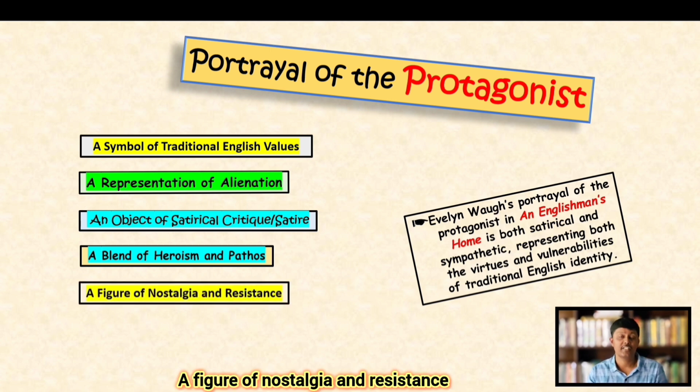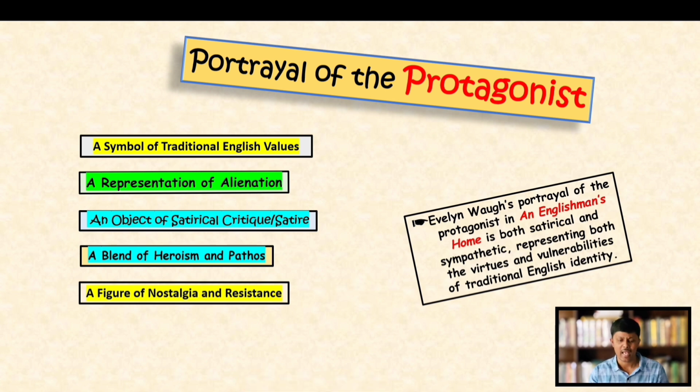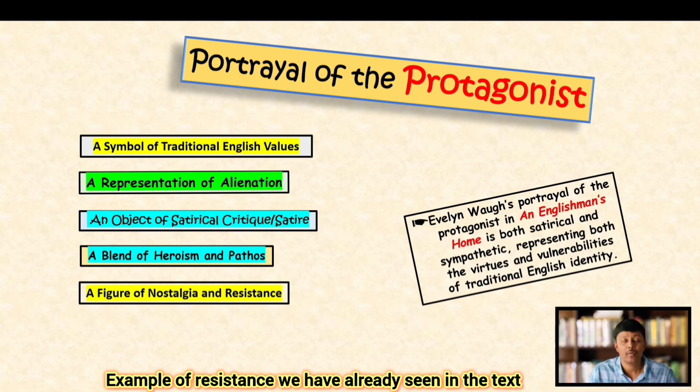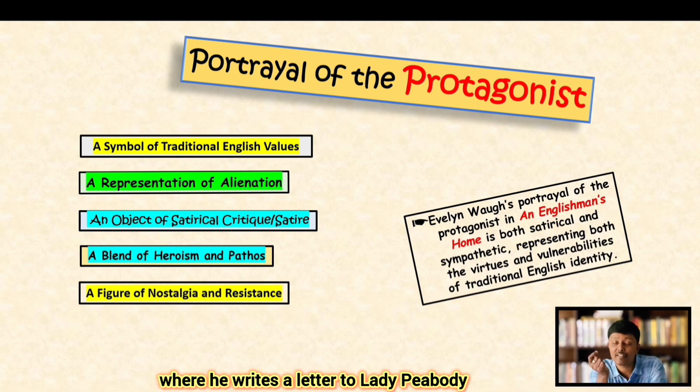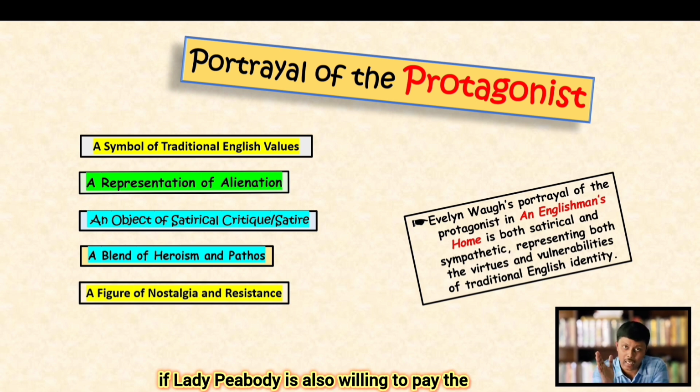On the other hand, pathos is here because he doesn't understand what is actually happening. A figure of nostalgia and resistance. Nostalgia because he's thinking a lot about land, because he has only an idea about land and still he doesn't leave that idea. And resistance is that yes, something he has to do. An example of resistance we have already seen in the text, where he writes a letter to Lady Peabody that he is willing to pay half if Lady Peabody is also willing to pay half to buy the land.